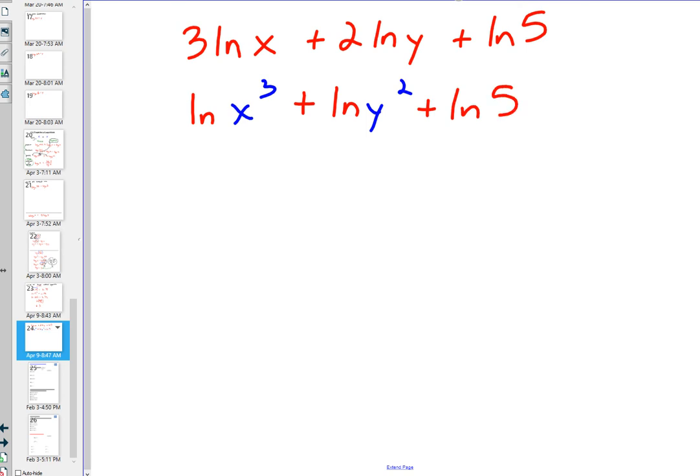Now that all the bases and coefficients match, I just have to know what property is going to bring them together. Because all of those logs are positive, what property is going to bring them together? Product. So what is x to the third times y squared times 5?